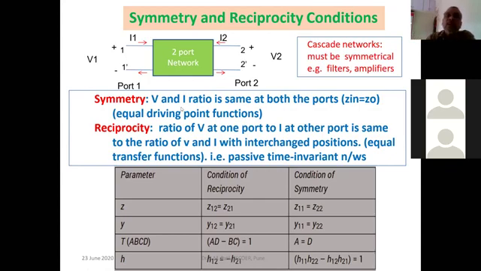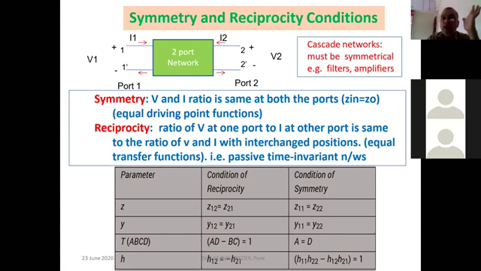So what is the condition for symmetry? This is the condition for symmetry. If the Z11 value is the same as Z22, then you can say that the network is a symmetrical one. If Y11 is the same as Y22, then also you can say that the network is symmetrical. If the A value is the same as the D value, then it is a symmetrical network.